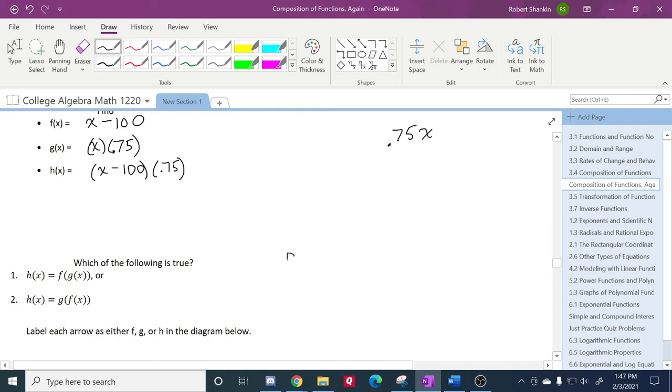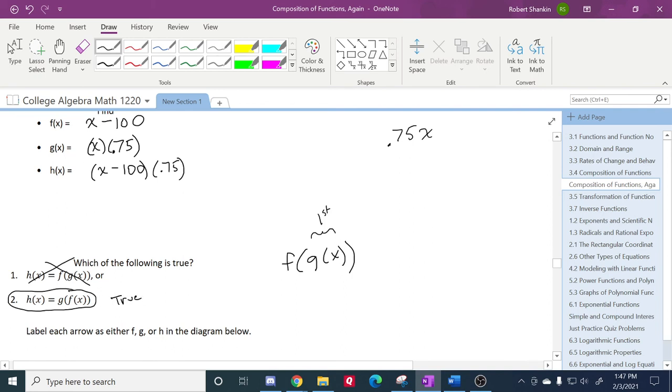But when you're doing f of g of x, which one do you have to do first? The f or the g? The g. So the one that has to come first would be the 0.75x, and that's actually going to rule this one out. The one that has to come first is the inner one, right here. This is the one that's true.